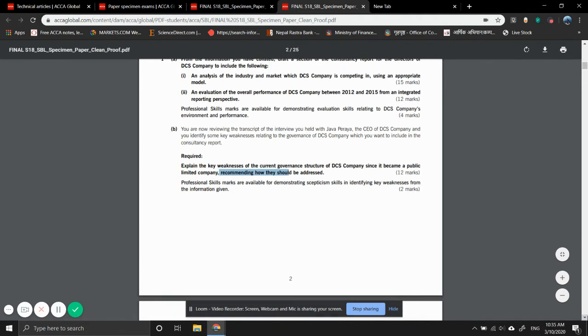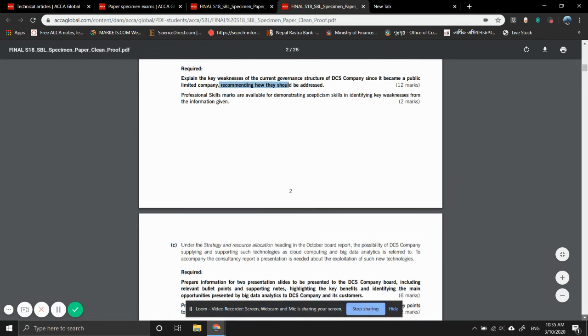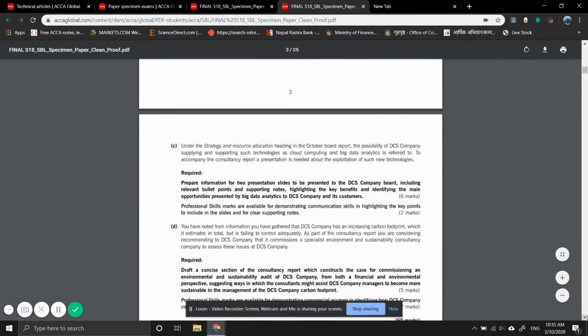So what should they do for better reporting, right? Under the strategy and resource allocation heading in the October board report, the possibility of DCS companies supplying and supporting such technologies as cloud computing and big data analytics is referred to. Okay, possibility of DCS companies supplying and supporting. So it is supplying cloud computing and big data analytics as well.